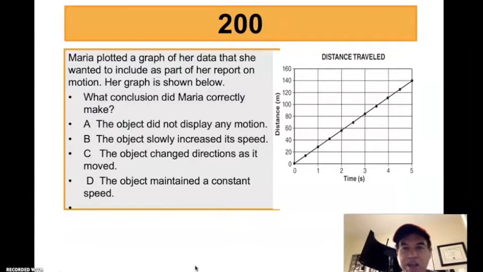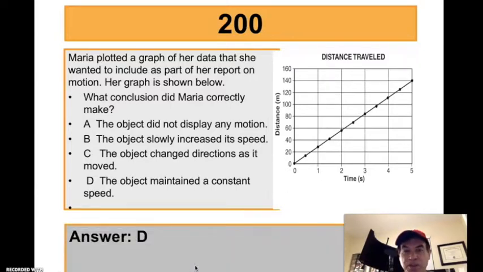Maria plotted a graph of her data that she wanted to include as part of a report on motion. Her graph is shown below. What conclusion did Maria correctly make? The object did not display any motion. The object slowly increased its speed. The object changed direction as it moved. The object maintained a constant speed. So take a look at the graph. There you go. It's going to be D.